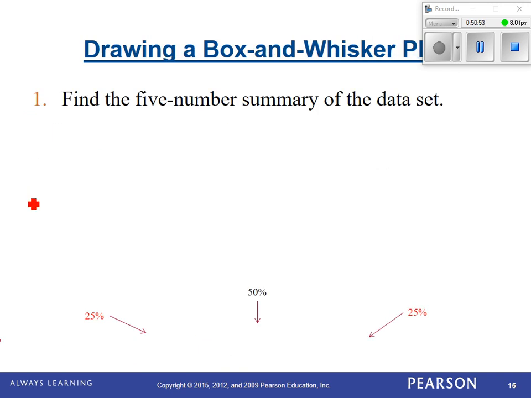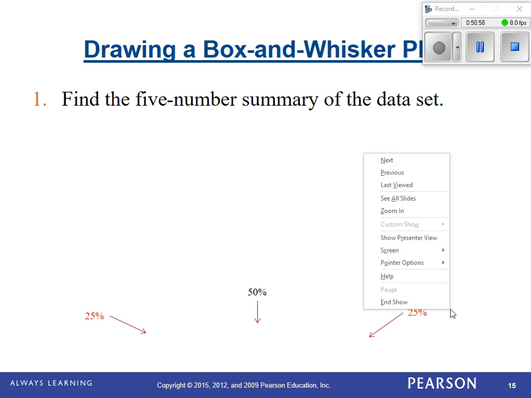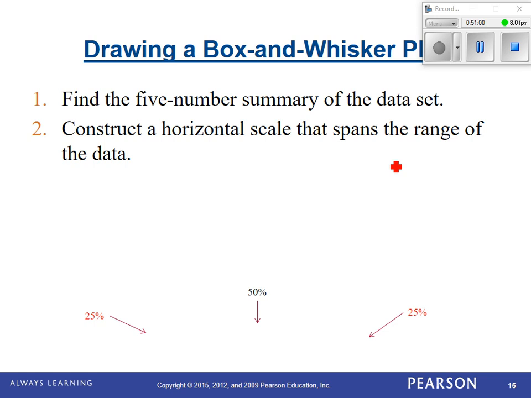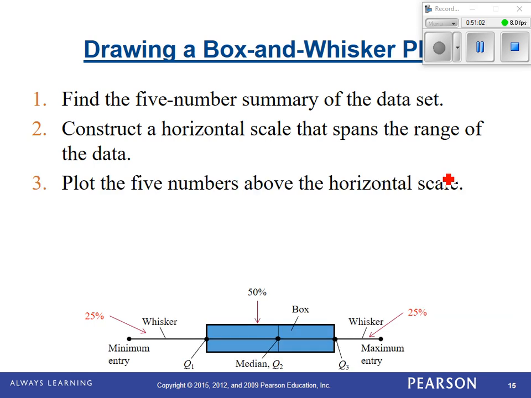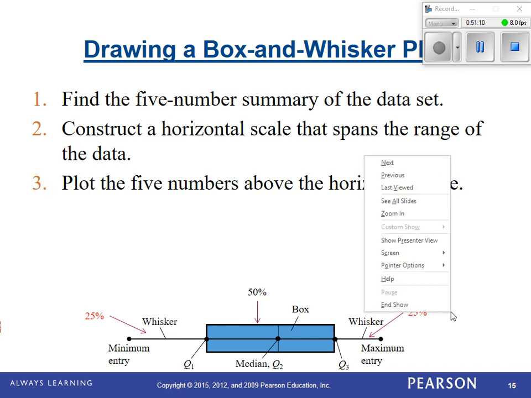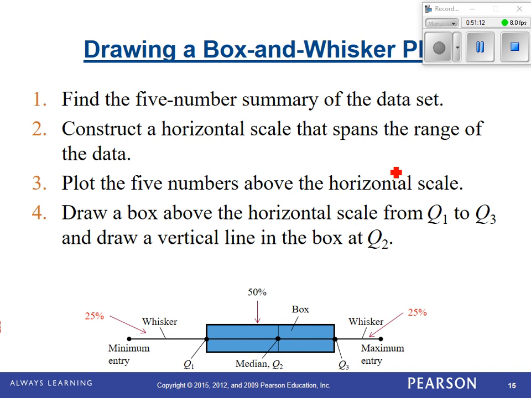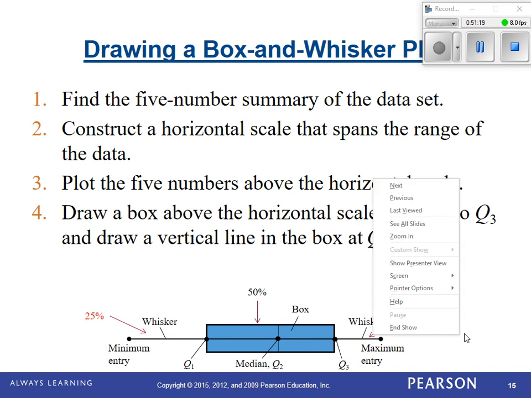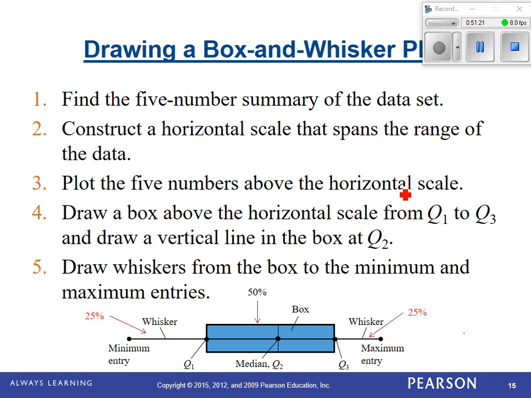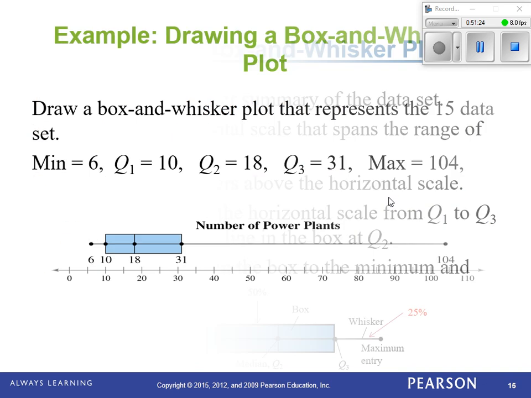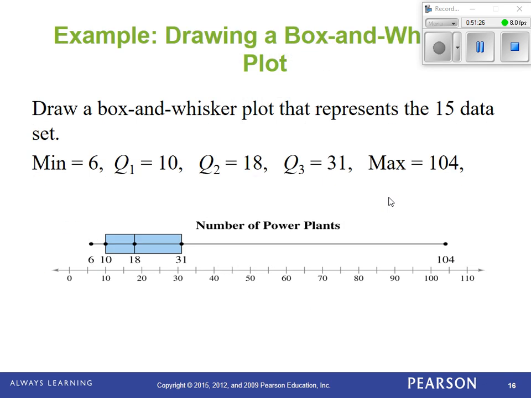Right, so drawing a box and whisker plot. Find the 5-number summary. I'm going to go through this sort of quickly because I don't think you really need to write all this down. I think you'll be able to handle it. Plot the 5 numbers on a horizontal scale. Draw a box above the horizontal scale for quartile 1 to quartile 3. Draw a vertical line at quartile 2. Draw the whiskers going out to the maximum and the minimum. And it's going to look something like this.